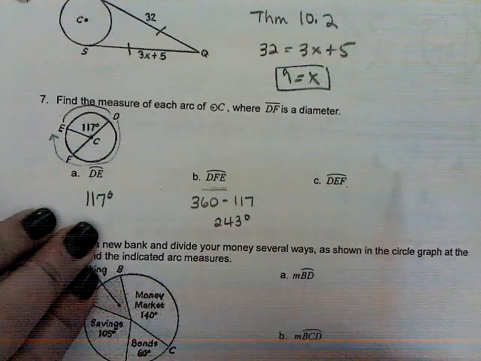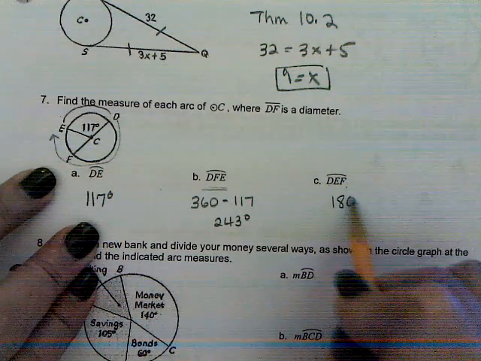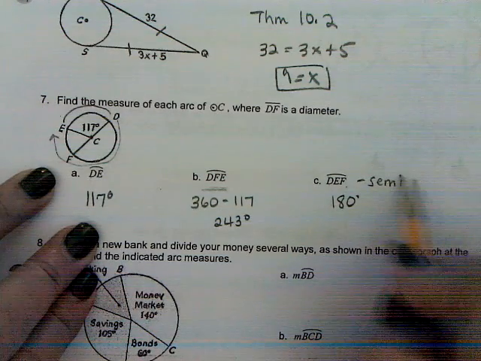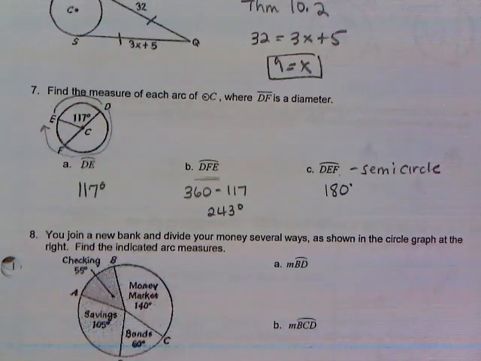Well, it's DEF. What is DEF? 180. It's half the circle. It's a semicircle, so it's just 180. Say what you mean, you just say it. It's a semicircle. It's the diameter, so it's 180 degrees.